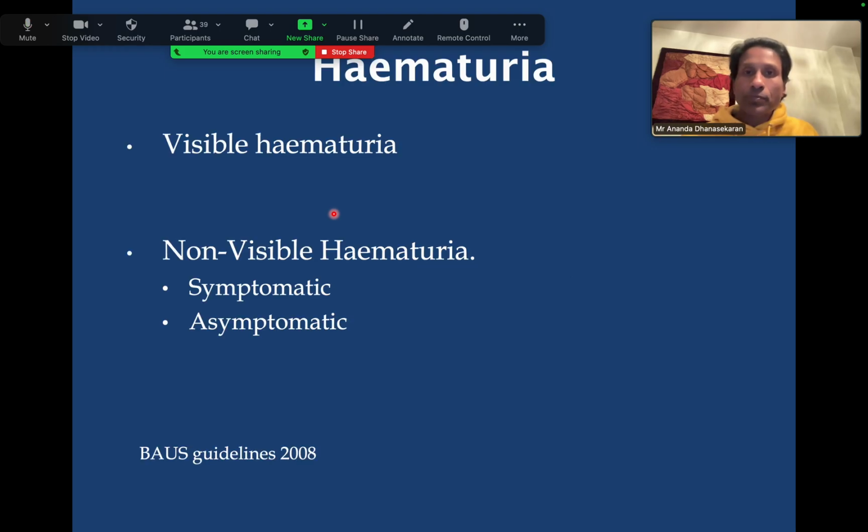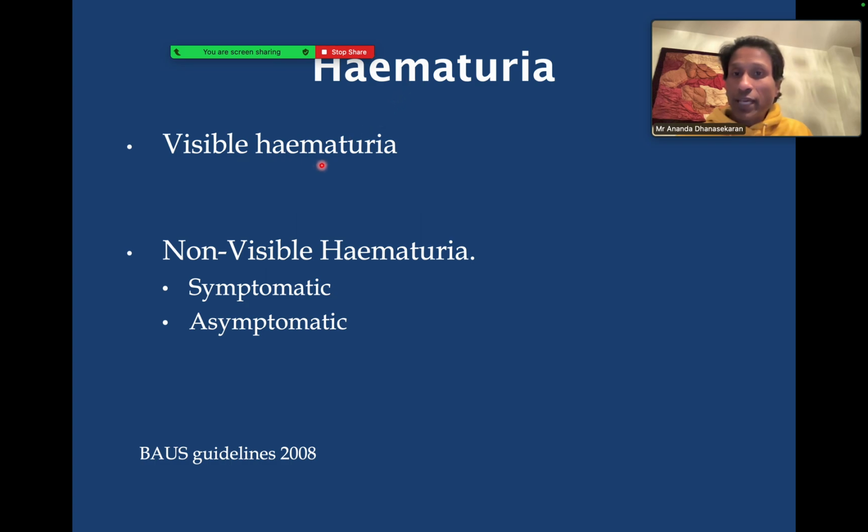Now, coming to the other common scenarios, for example, hematuria. Hematuria is blood in the urine. It can be divided into visible hematuria, where you can see that there is some blood in the urine, and non-visible hematuria, where the name is self-explanatory. You can't see it with the naked eye, but the hematuria is noted when we do a urine dipstick.